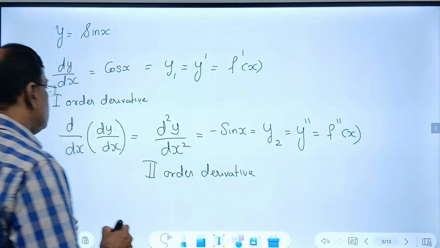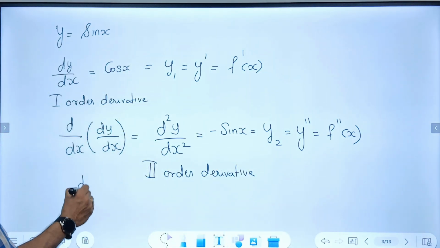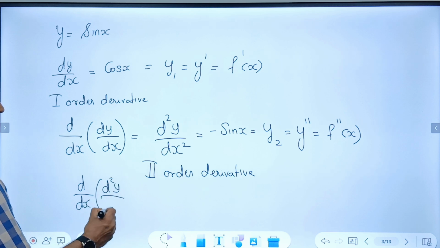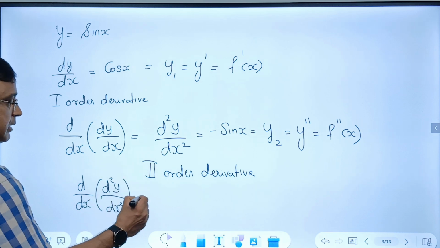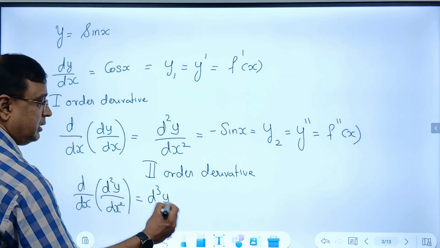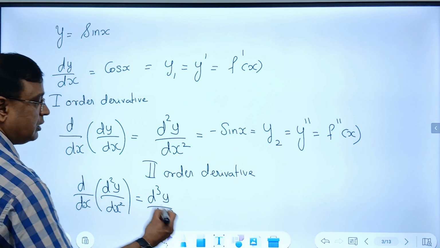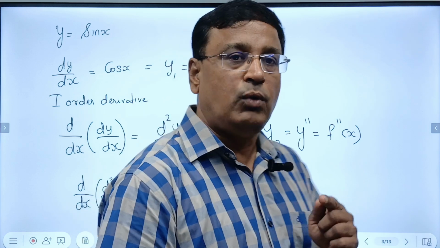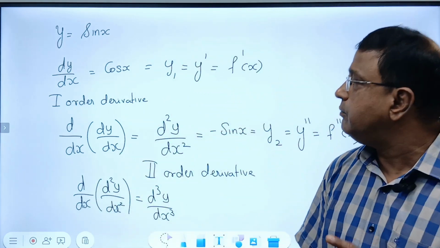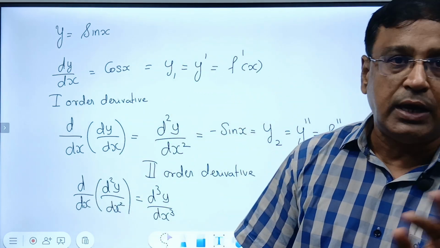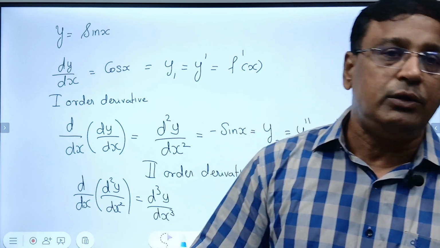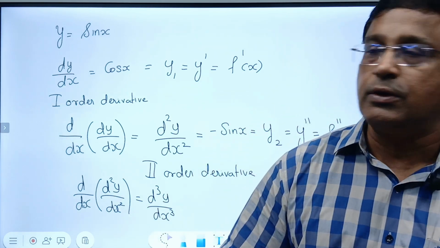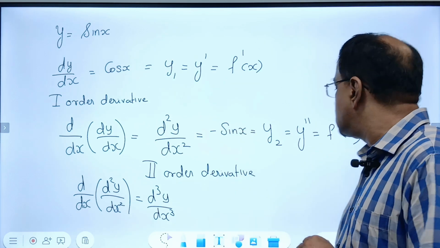If you want to differentiate this once again, you can do d by dx of it. We don't have this here, but I'll still mention it. It will be d cube y by dx cube. So this is a third order derivative. First order derivative means differentiating a function only once. Second order derivative is differentiating dy by dx again, or differentiating y 2 times. Third order derivative is differentiating a function 3 times. I think that is clear.